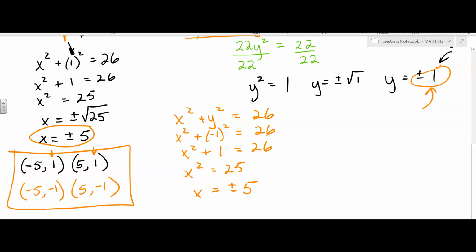And you could graph this. I wasn't going to, but you could go to Desmos and graph this if you wanted to. But you get 4 ordered pairs for solutions on this problem.